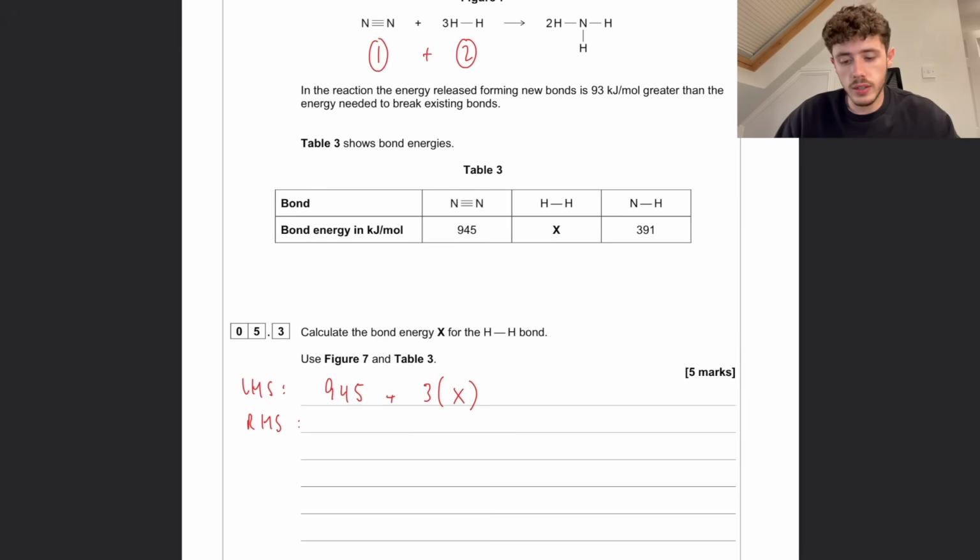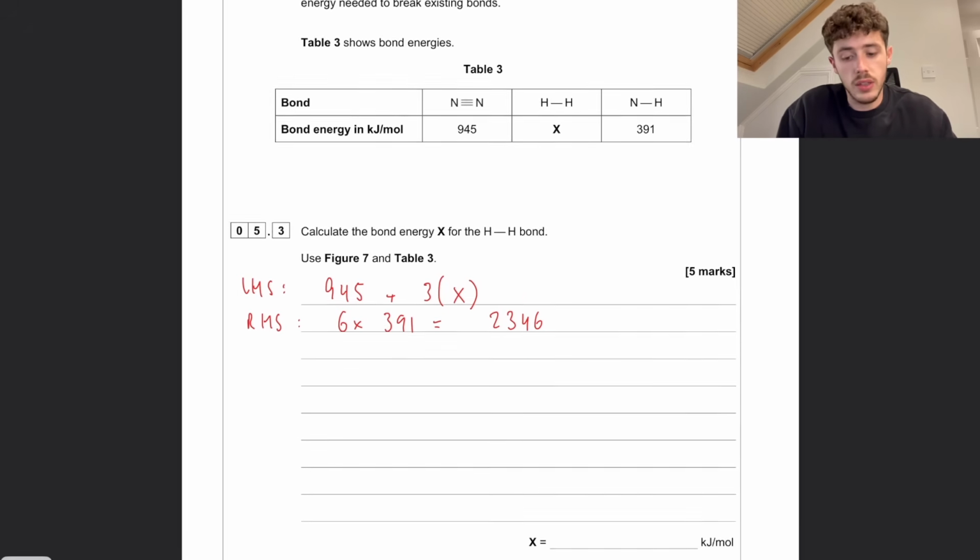And looking at the right-hand side, we can see that an N-H, so a nitrogen-hydrogen single bond, is 391. Over here, at point number 3, we have 3 of those, and then we have 2 moles of that, so effectively 6 bonds in total. So that's going to be 6 times 391, which you can put in a calculator, and that's going to give you 2,346.